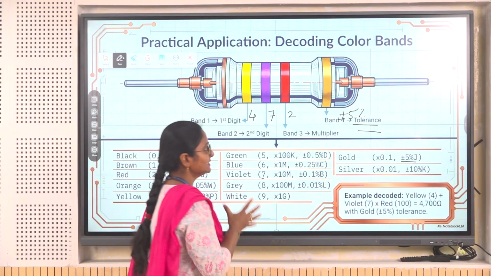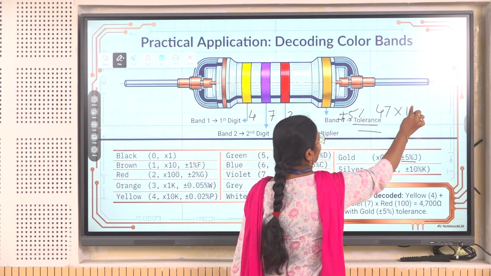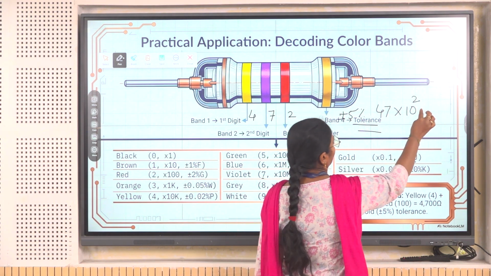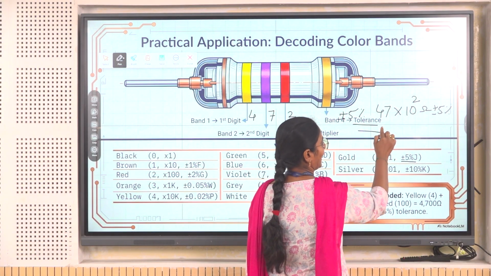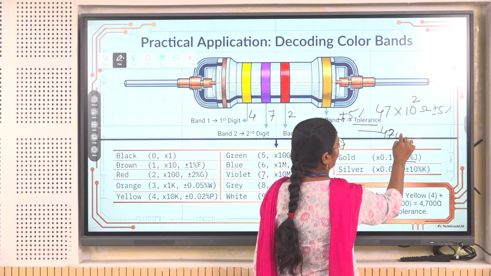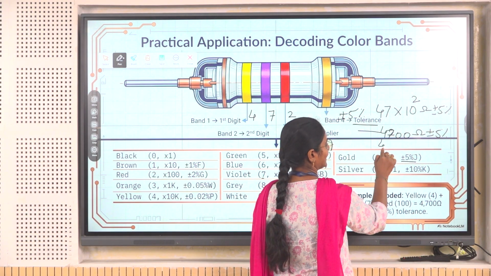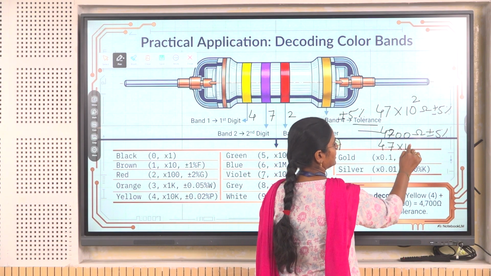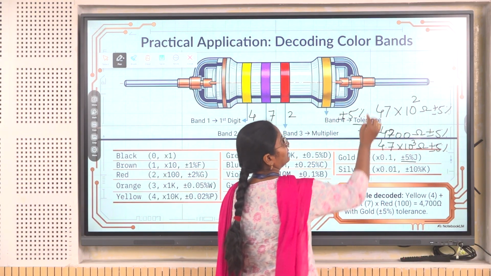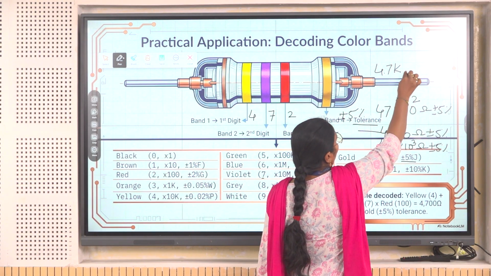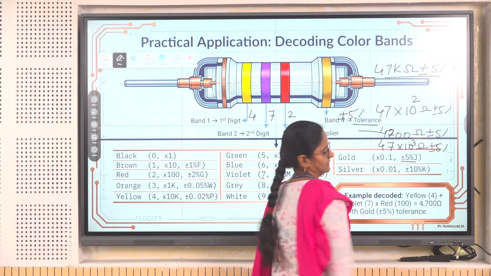The final value of this resistor with these bands is 47 times the multiplier 10², ohm plus or minus 5%. You can write the same as 4700 ohm plus or minus 5%, or the same written as 4.7 into 10³ ohm plus or minus 5%, that is, 4.7 kilo ohm is the value of this resistor with 5% tolerance.